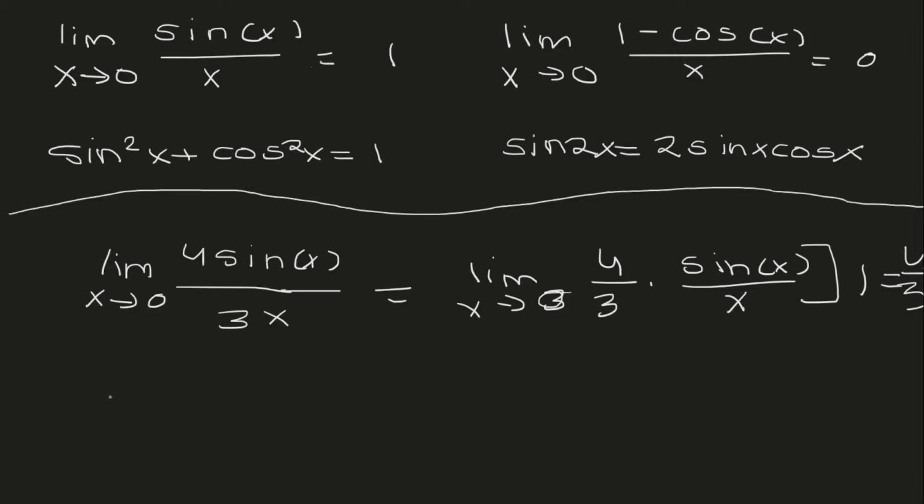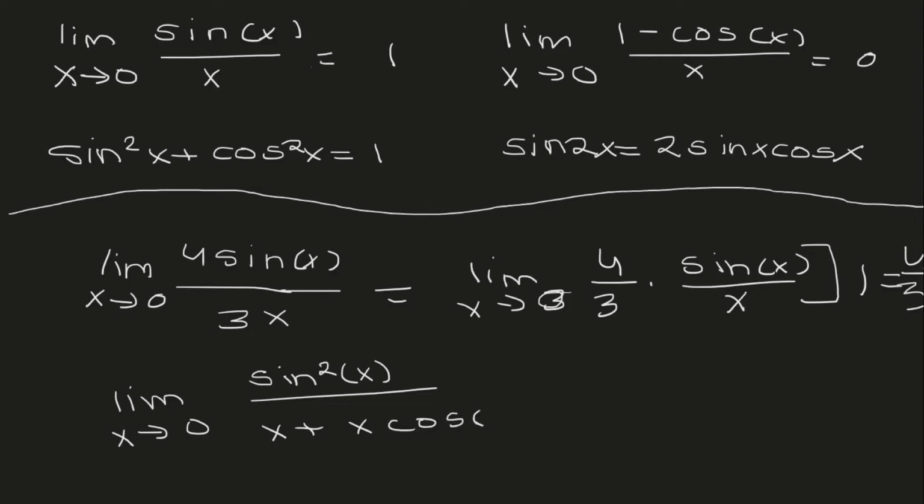Let's do something harder. So the limit as x approaches 0, yet again, of sine squared x over x plus x cosine of x.